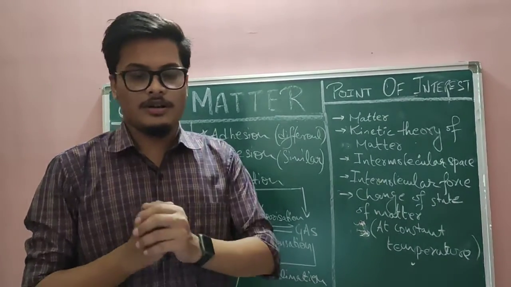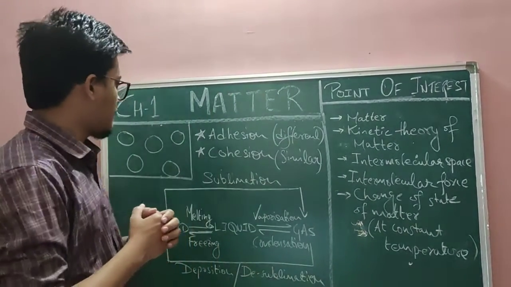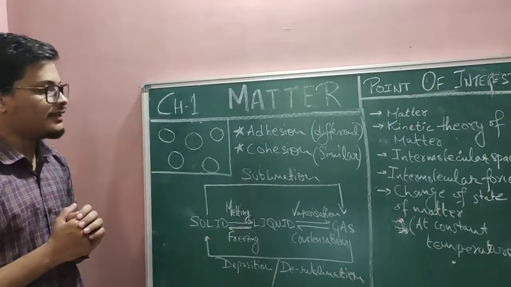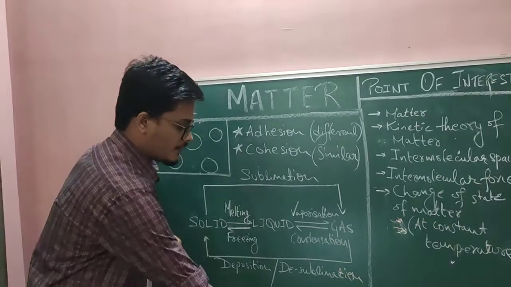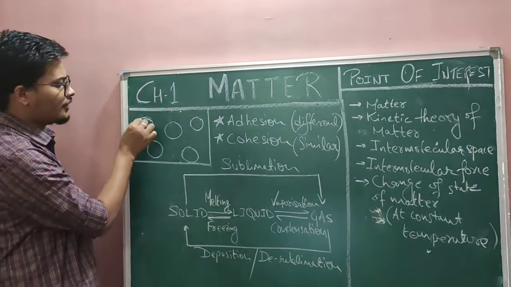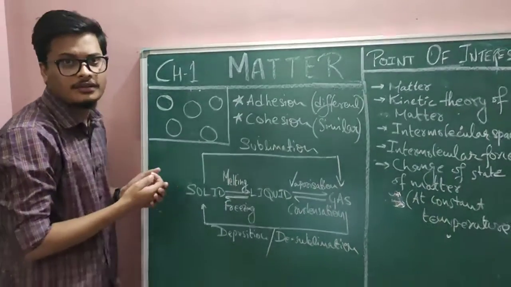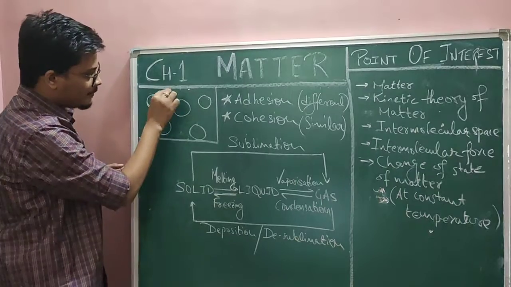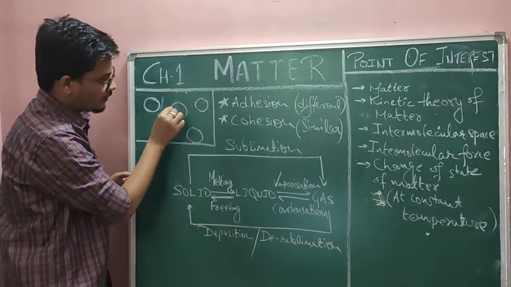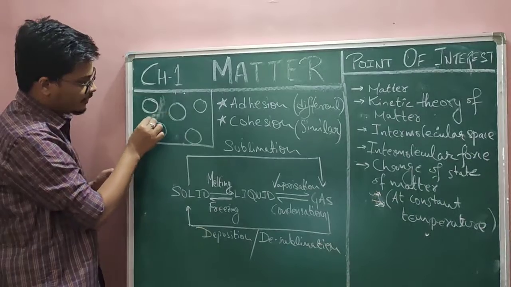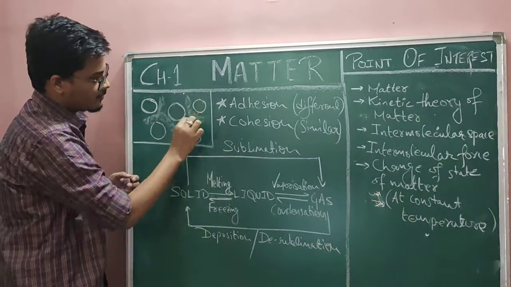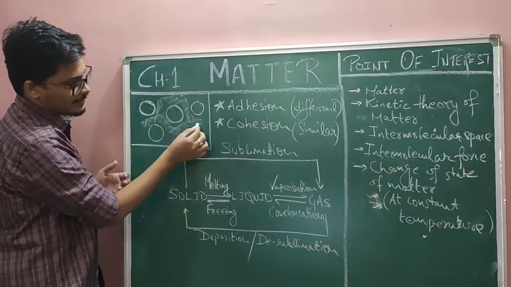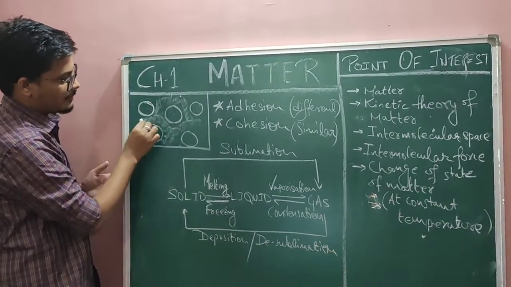Clear? Remember, all the molecules attract each other with some force, and that particular force we call intermolecular force of attraction. Focus on this diagram. Suppose these are the molecules of any liquid. Now, what I told you, that intermolecular space, the space between the molecules. Say this is one molecule, this is one molecule. The space between them is termed intermolecular space. These spaces are called intermolecular spaces.